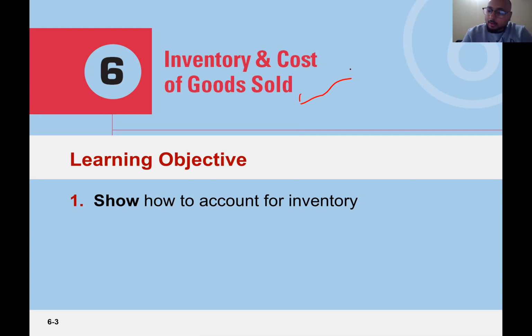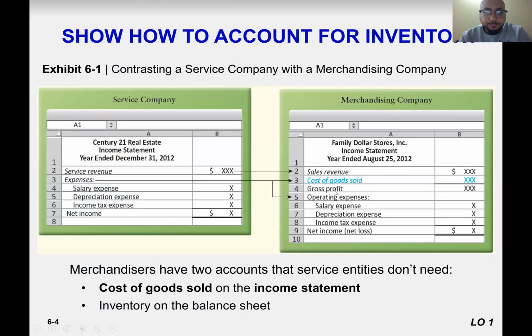Okay, so our first learning objective is to show how to account for inventory. Here we go. So merchandisers or sellers or producers or shop owners or retailers have accounts that service industries don't have, because in the service industry you don't have a hard product. A merchandiser orders raw material, processes the raw material, makes finished goods, and then sells them. So there is a difference between service companies' income statements and those of production-oriented or merchandising companies.